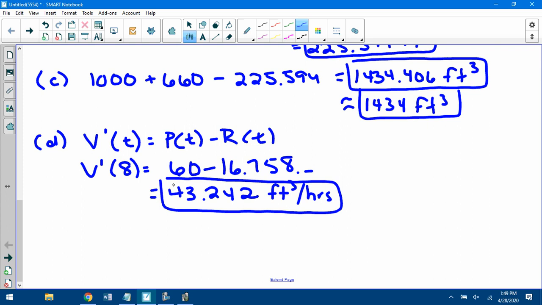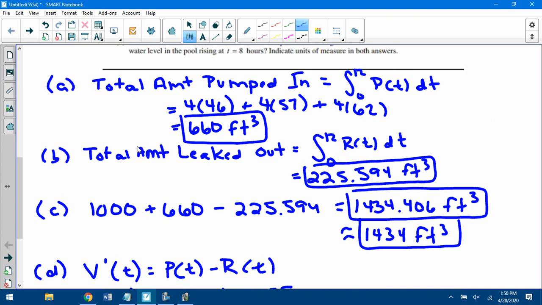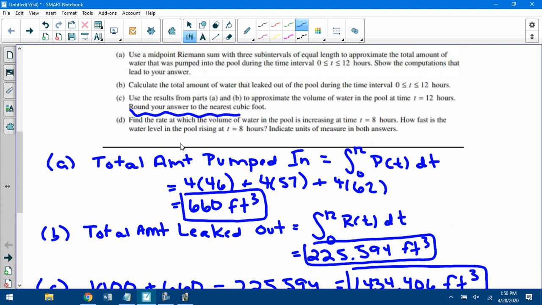Okay, so let's take a minute and figure out why I knew to do that. I wanted the rate at which the volume of the water was increasing. That's why I said this to begin with. The volume is changing. The rate of change of the volume is the rate that is being pumped in minus the rate that is being pumped out. So knowing that means I just had to plug into those equations. Now there is another part.